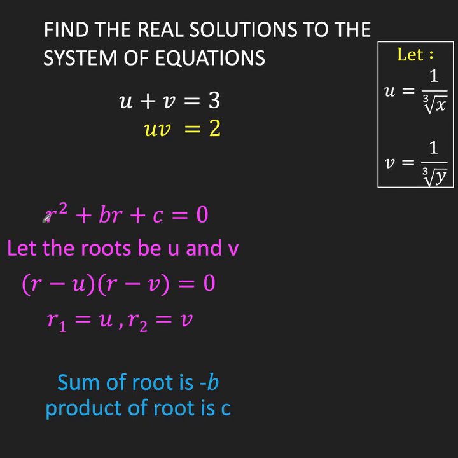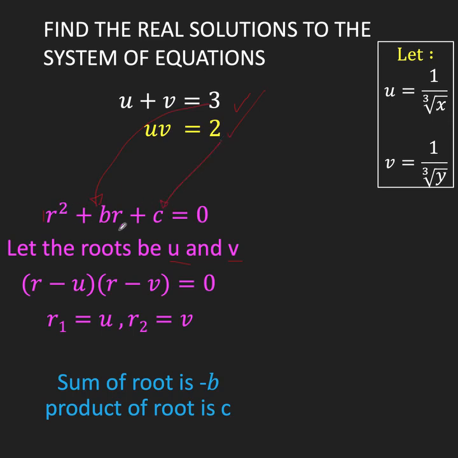If the coefficient of r squared is a, then the sum of the roots would be negative b over a and the product c over a. But we have here a coefficient of 1. Now, what does this mean? The sum of the roots is negative b, and the product of the roots is c. If those two roots are u and v, we know that the sum u plus v is equal to 3, and the product of u and v is equal to 2. So this negative b must be this negative 3, and this c must be this 2.